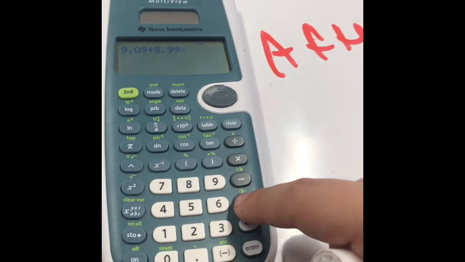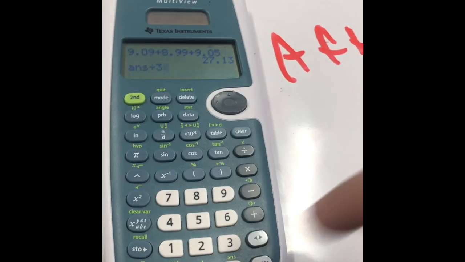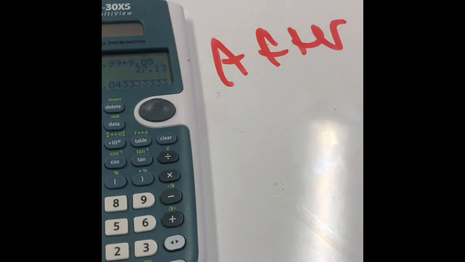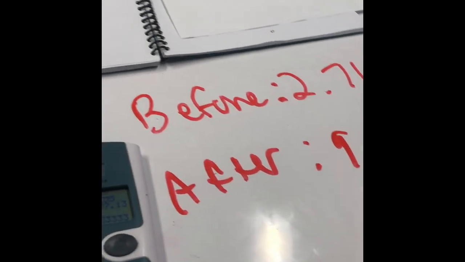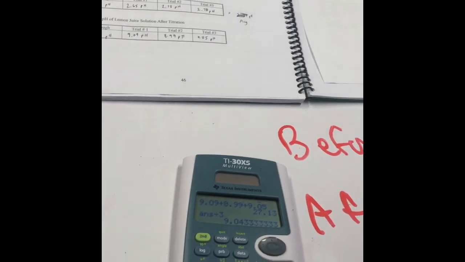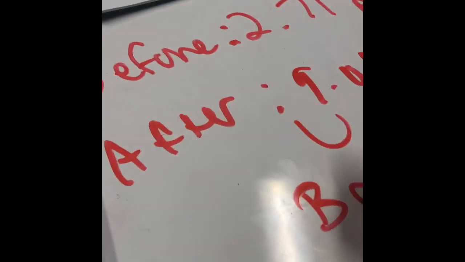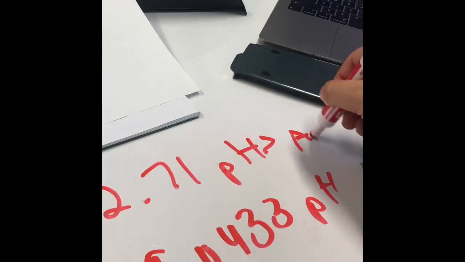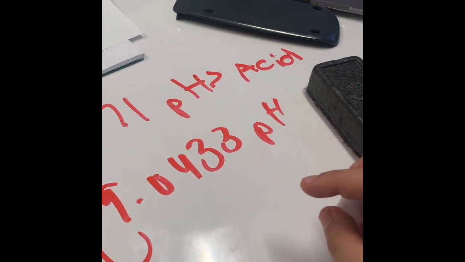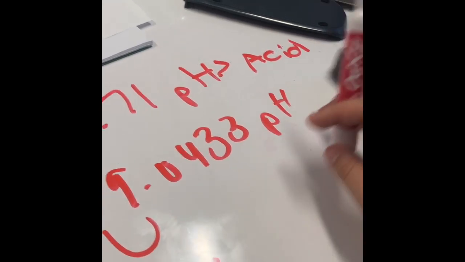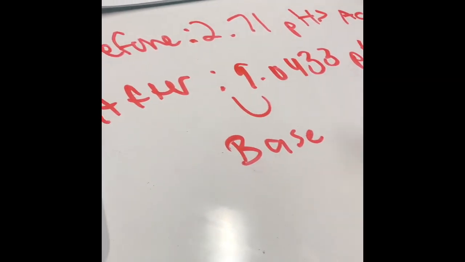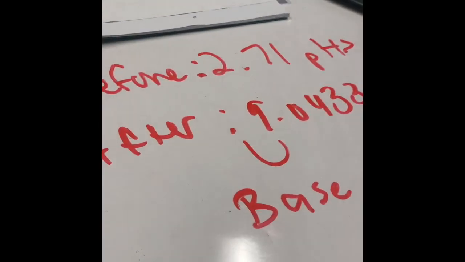And then after was 9.0433. So obviously you can see the neutralization really changed the concentration. This actually became more of a base, whereas this was an acid to start. And this can be caused by adding or repeating the titration cycle, it can cause the pH to go up, as we can see here. Lastly, we're just going to cite our references.